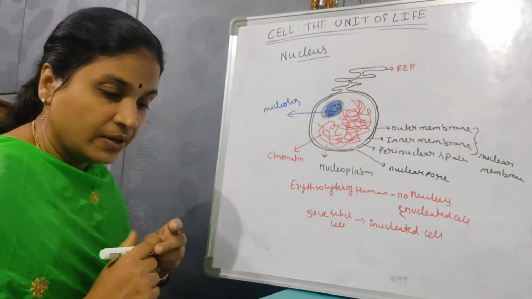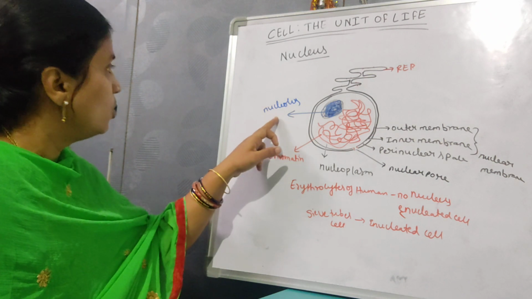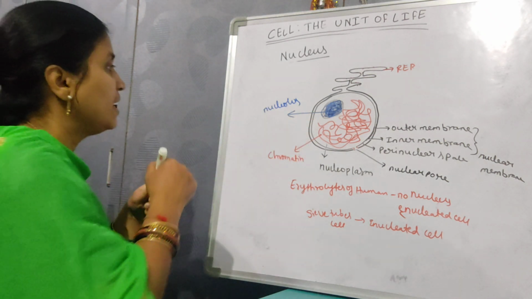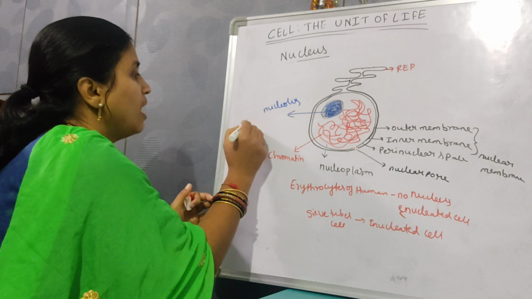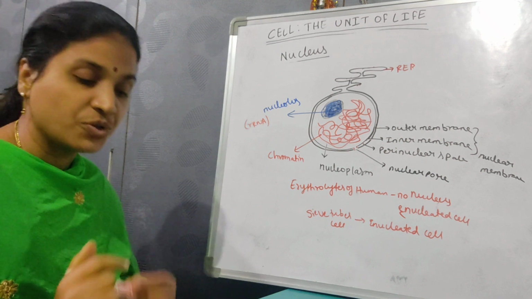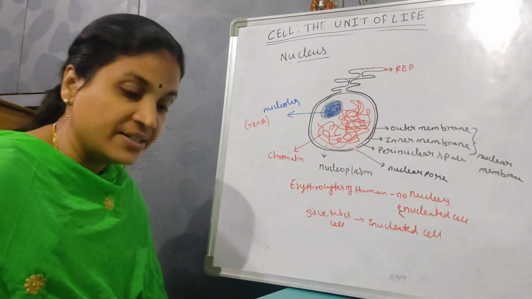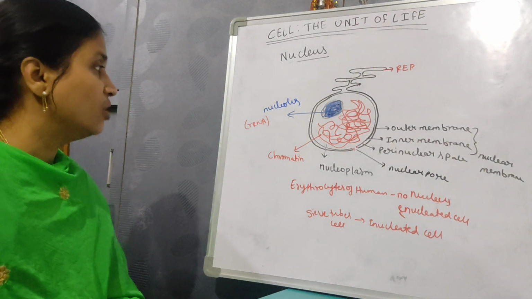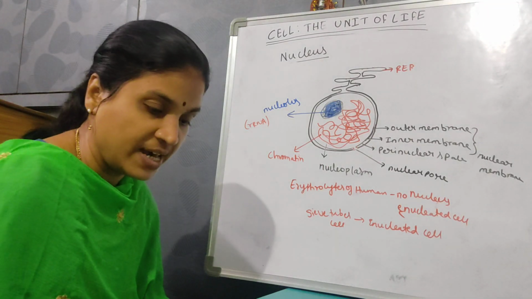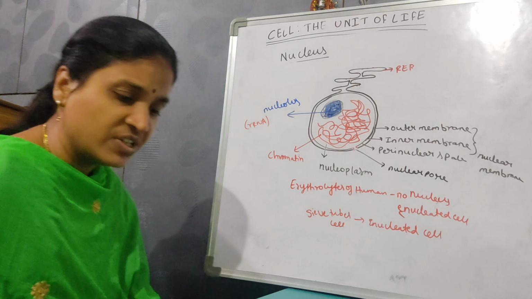Then the nucleolus is there. The nucleolus is darkly stained, and it contains mainly rRNA and proteins. It is a site of synthesis of rRNA, and it is a non-membrane bound structure.